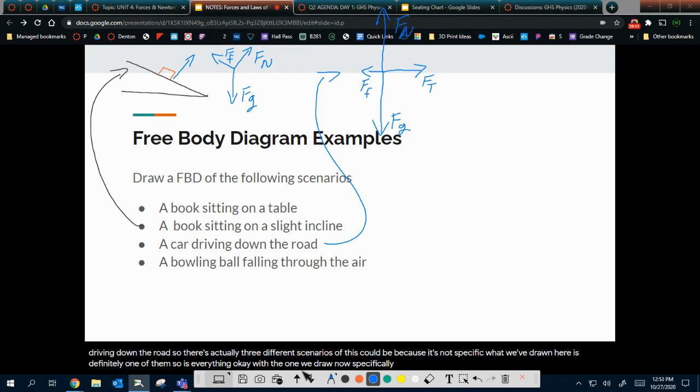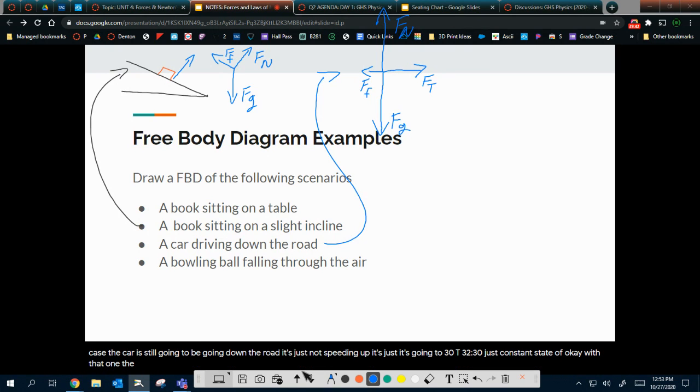Now, specifically, the one we've drawn, we have the force of thrust bigger than friction. What that means is that our car is speeding up. It's not just going down the road, it's going down the road faster and faster and faster. Like it's going 30 to 40 to 50. You with me? That's one scenario. Another scenario would actually be that the force of thrust is the same size as friction. In that case, the car is still going to be going down the road, it's just not speeding up. It's going 30, then 30, then 30. It's just constant speed. Everybody okay with that one?